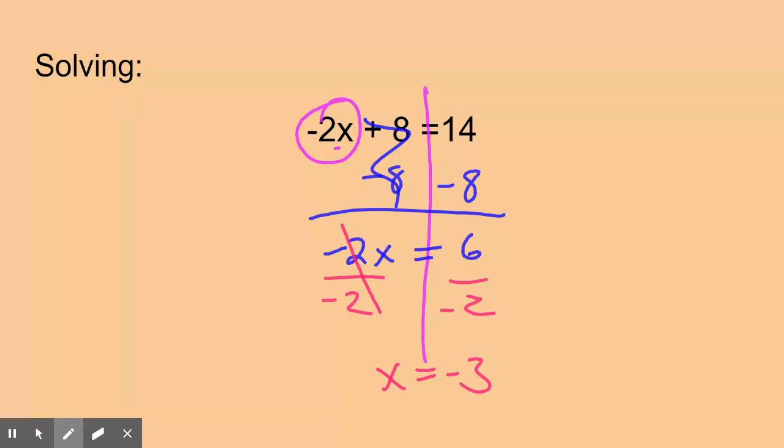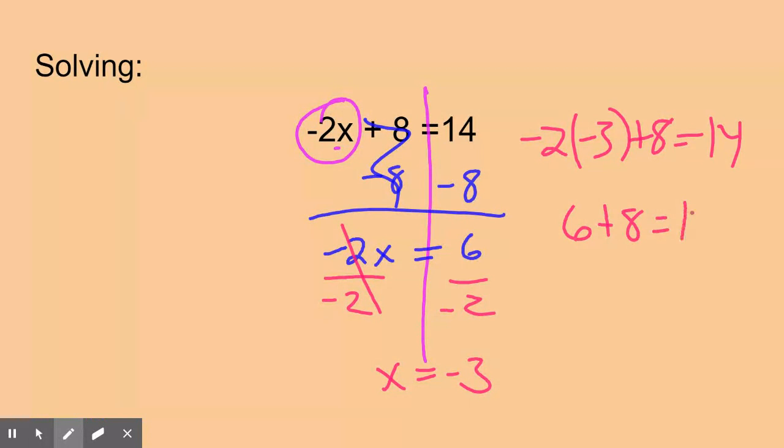Now, you can always check your answer by replacing the variable. I just replace the x with -3. So I have -2 times -3 plus 8 equals 14. Now multiply: -2 times -3 is 6, so 6 plus 8 equals 14, and 6 plus 8 does equal 14, so this is a true statement, therefore that is my answer.